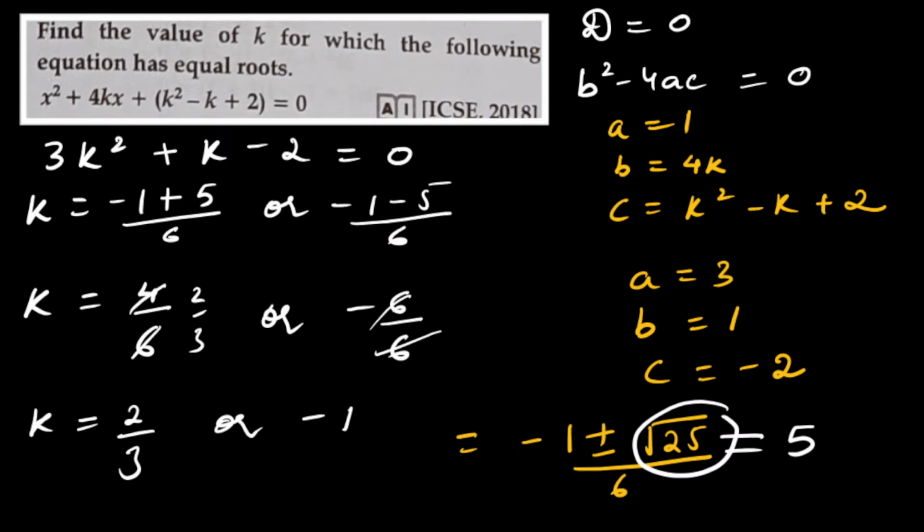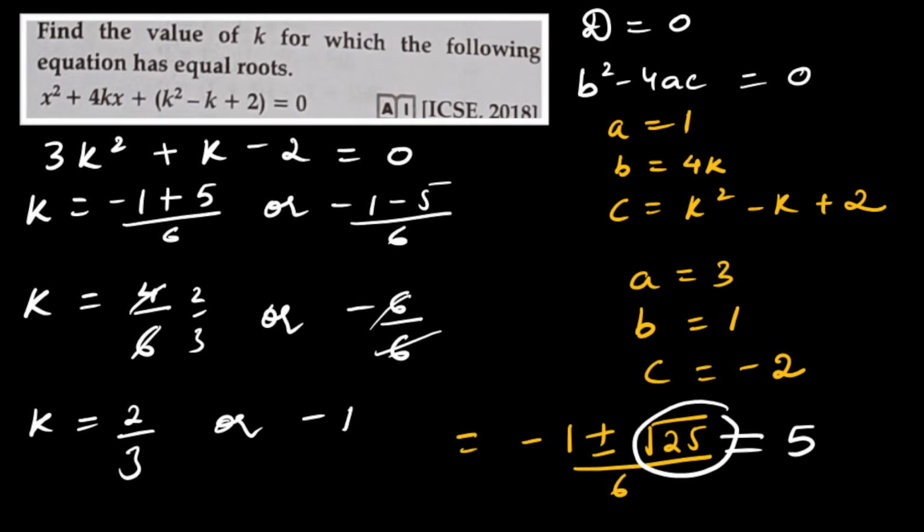So I hope it's clear to you. Are you all getting the same values? Jayashree has given the answer 2 by 3 and minus 1. So it's the same. Let's do the next question. Okay, so this is the same question. Okay, next question.